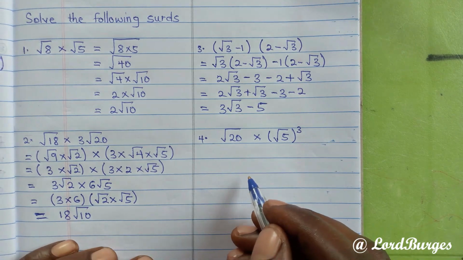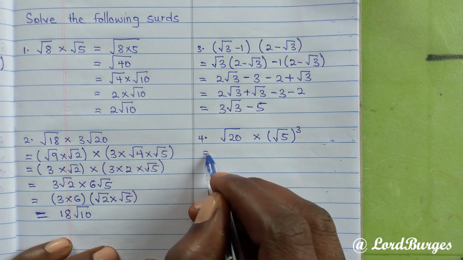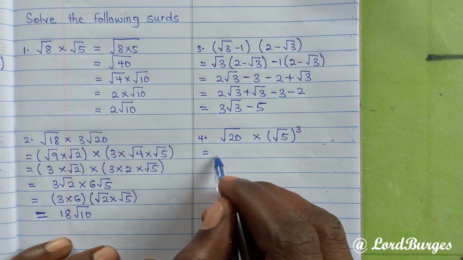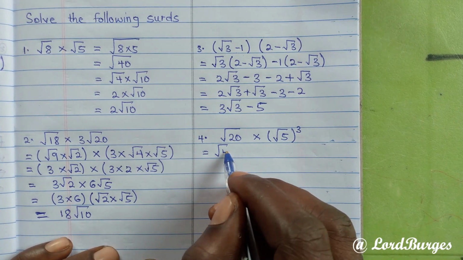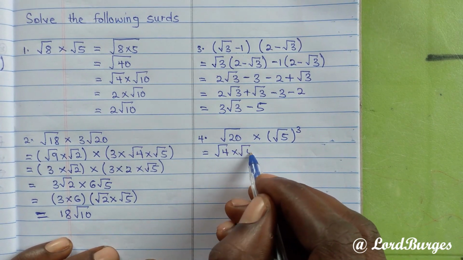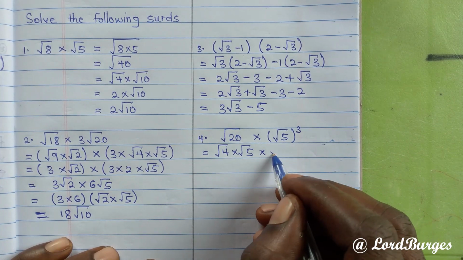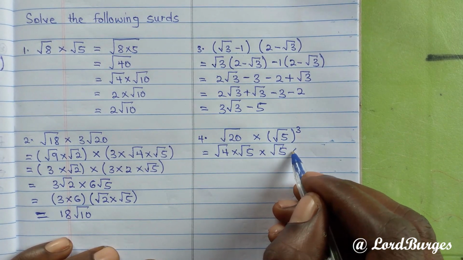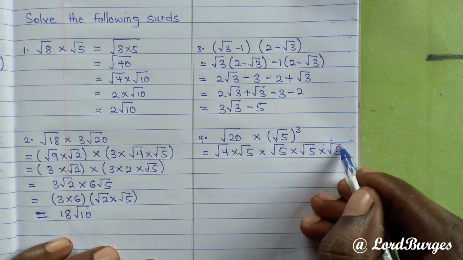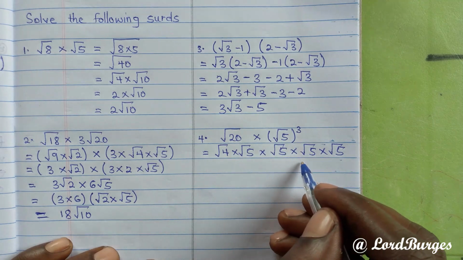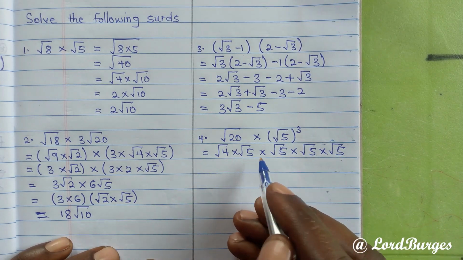Number 4. Root 20 times into brackets root 5 cubed. So with the root 20, we would have root 4 by root 5. And root 5 cubed means root 5 times root 5 times root 5. That is root 5 multiplying itself 3 times. So this is the root 5 cubed and this is the root 20.